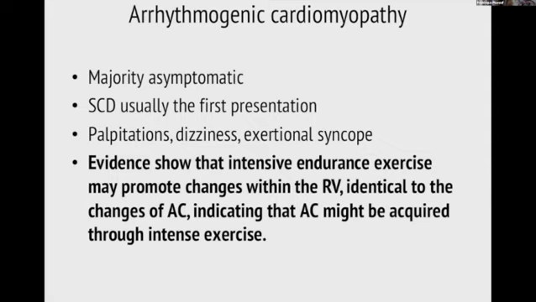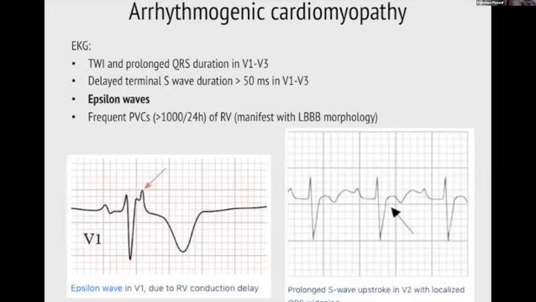There is some evidence that show that intensive ultra endurance exercise may promote changes within the RV that are actually identical to the classic description of the disease, which indicates that AC might be acquired through intensive exercise. The diagnosis requires a combination of clinical suspicion from personal symptoms and family history or ECG imaging studies. It can be difficult to make the diagnosis, especially in the concealed form of the disease, when the ECG may exhibit only very subtle changes and sometimes the imaging is normal.